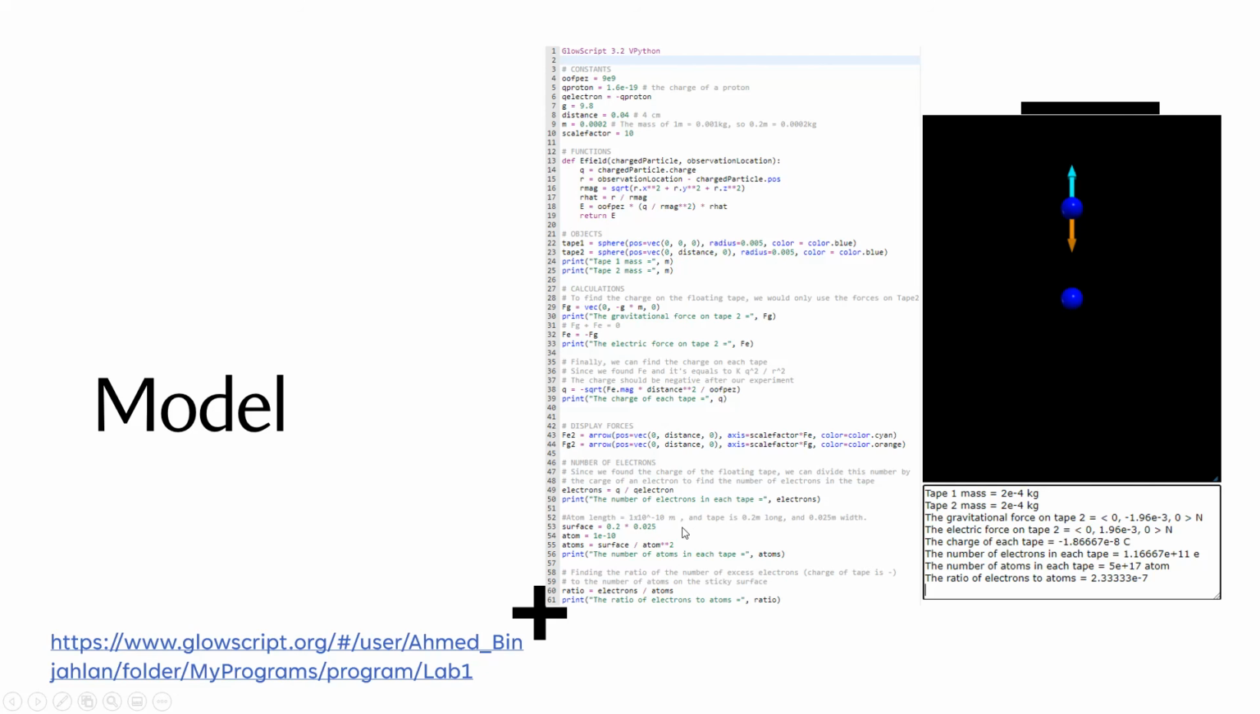And we tried to find the number of electrons in the sticky surface of the tape by dividing the charge by the electron charge to find the number of electrons, and we found the number of atoms by this equation and the ratio between electrons and atoms.